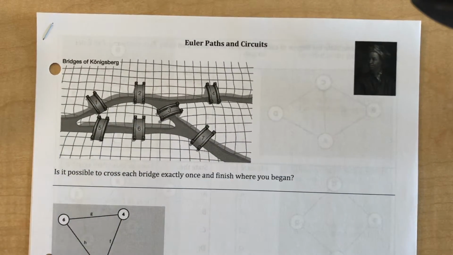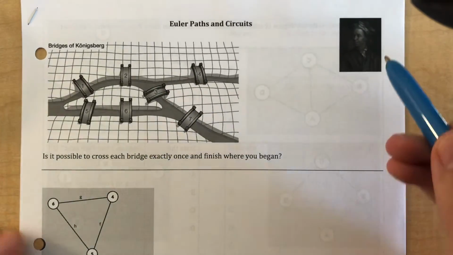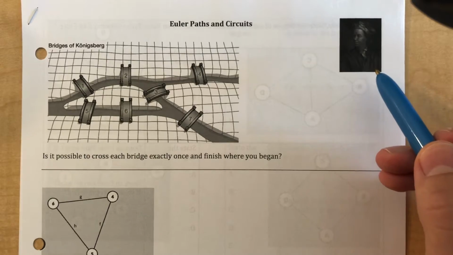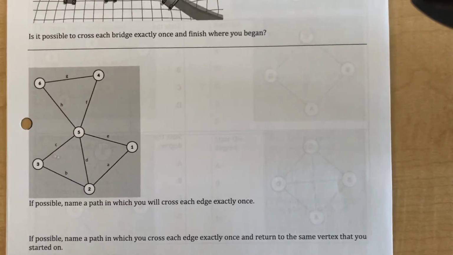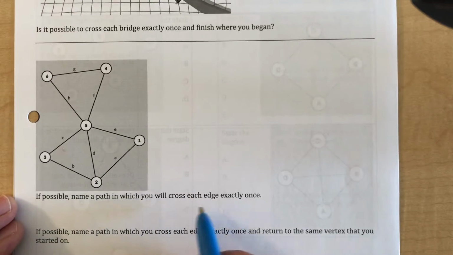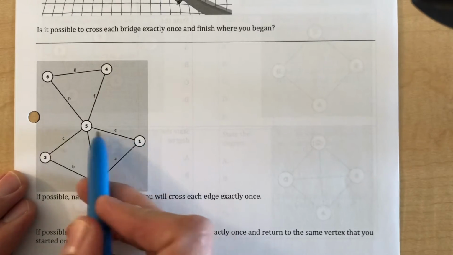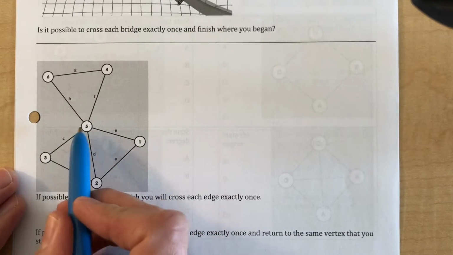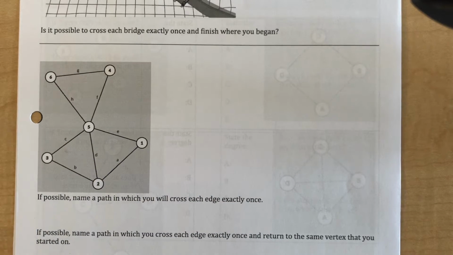But we're still going to take this idea and run with it. This actually was an idea that sparked a lot of what Euler eventually proved, which we're going to determine as we continue through this lesson. So here goes. If possible, name a path in which you will cross each edge exactly once. Just to review, an edge connects the vertices. So this is a vertex, and an edge would be like the lowercase letters in this case.